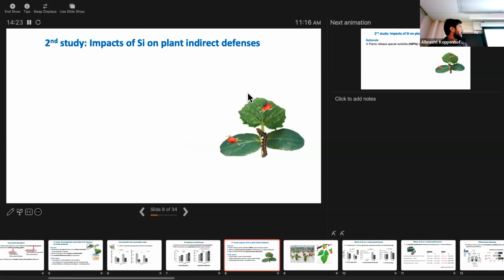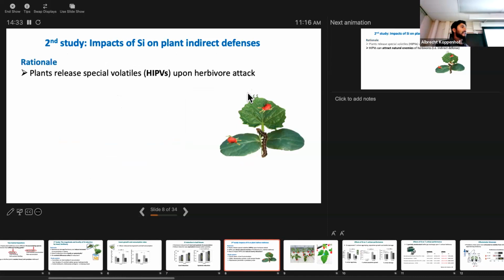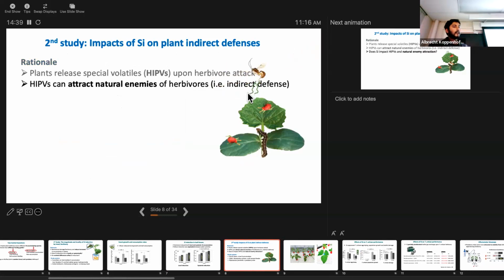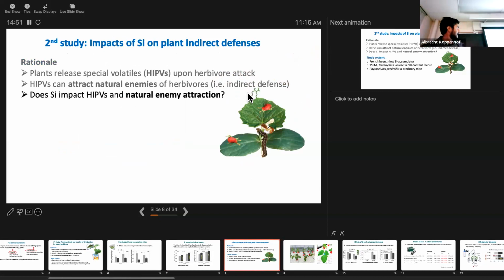In my second study, I looked at the impacts of silicon on plant indirect defenses. All of you know that plants release special volatiles upon herbivore attack, which are known as herbivore-induced plant volatiles. These volatiles can attract natural enemies of herbivores, particularly parasitoids. This is known as indirect defense. So we asked if silicon impacts herbivore-induced plant volatiles and natural enemy attraction.